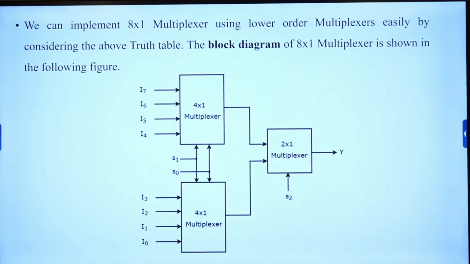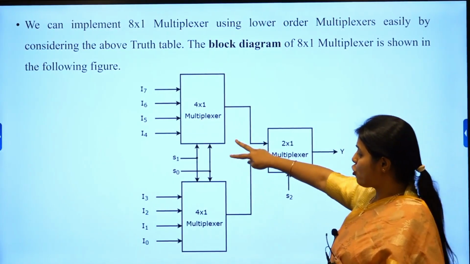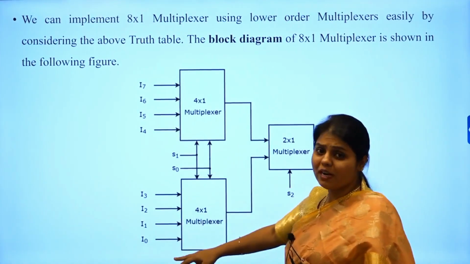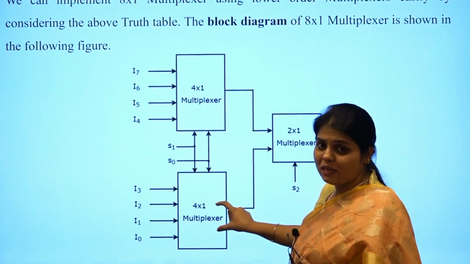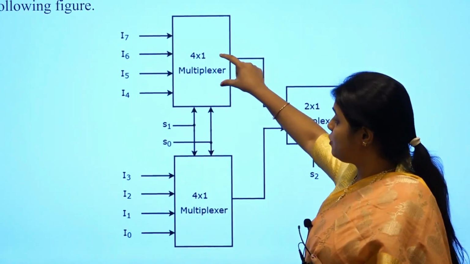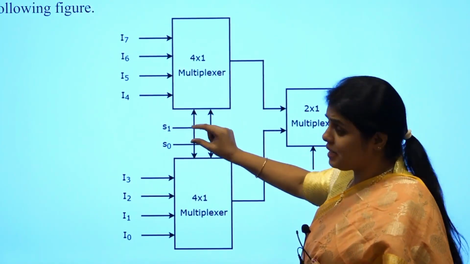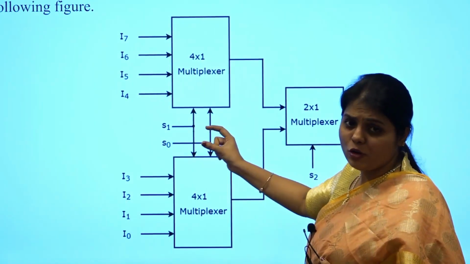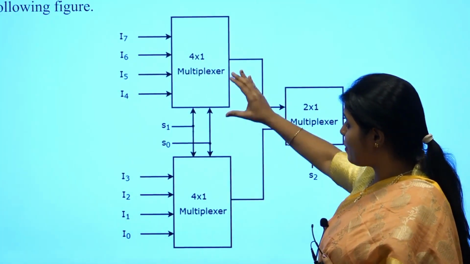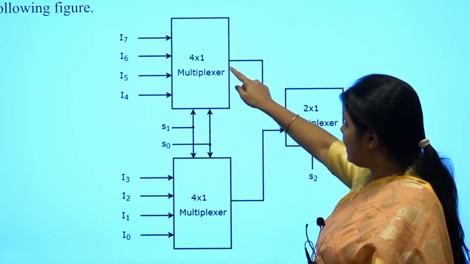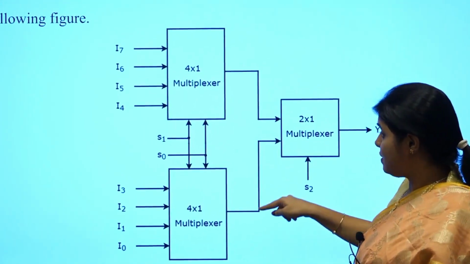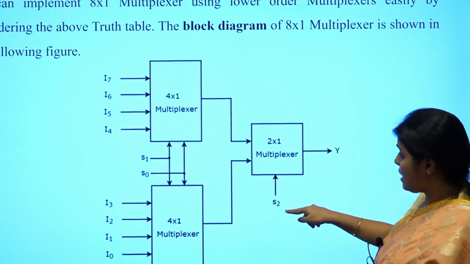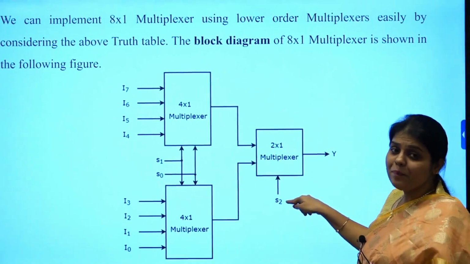Yes, when you look into this, I am making use of 2 4 by 1 multiplexers wherein I will accommodate 8 inputs. So, I0 to I3 go to the lower multiplexer, I4 to I7 go to the higher multiplexer, and I am taking S0 and S1 as common. S0 and S1 are common for both the multiplexers, and as I have only one output produced from each of the multiplexers, I am giving them to a 2 by 1 multiplexer wherein I am applying the third select line.